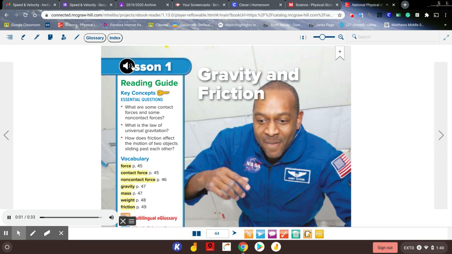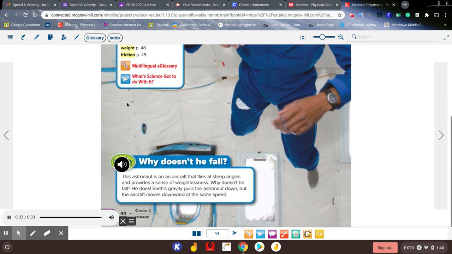Lesson 1. Gravity and Friction. Reading Guide. Key Concepts. Essential Questions. What are some contact forces and some non-contact forces? What is the law of universal gravitation? How does friction affect the motion of two objects sliding past each other? Vocabulary. Force. Contact force. Non-contact force. Gravity. Mass. Weight. Friction.